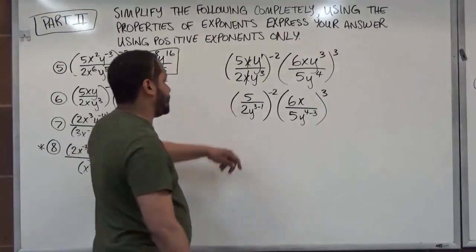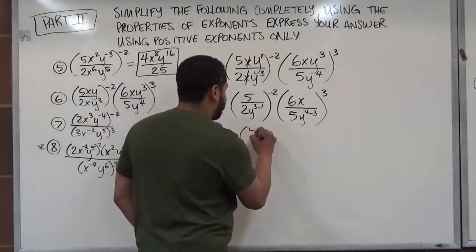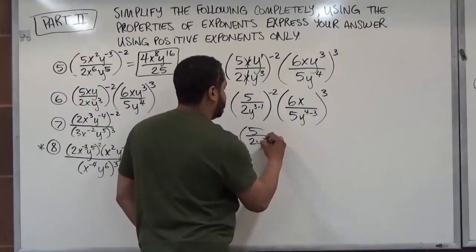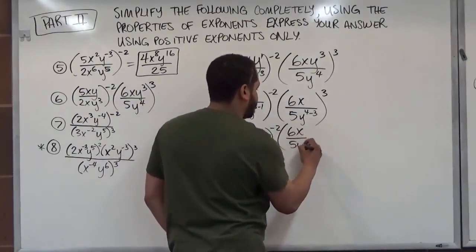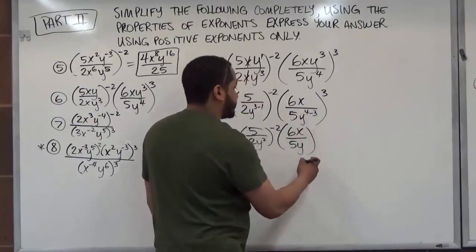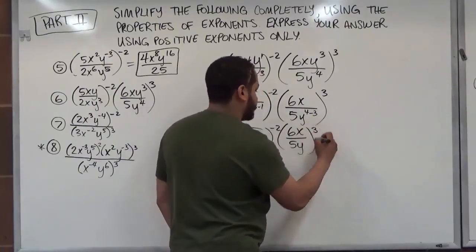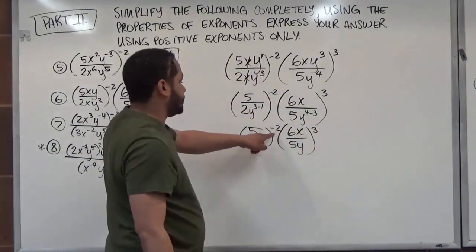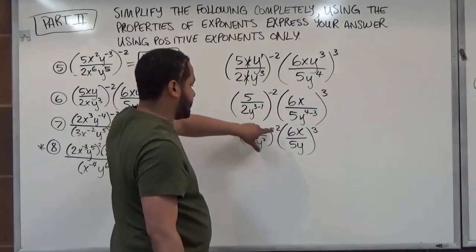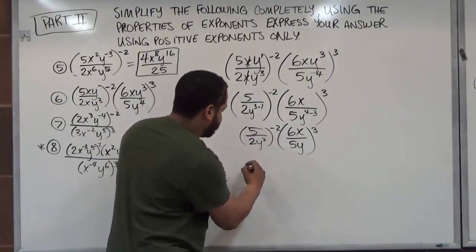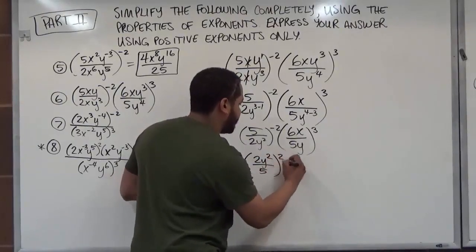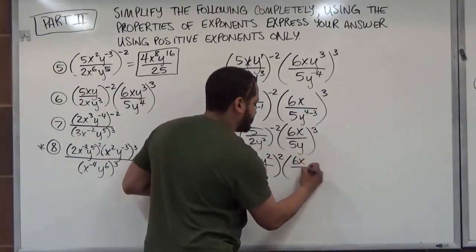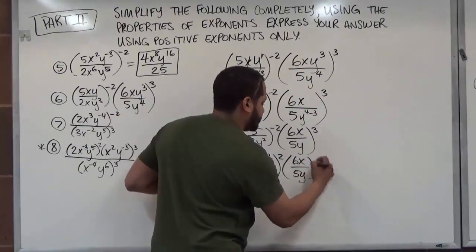So what's going to happen here in the result? Let's simplify what we have. We have 5 over 2y squared raised to the negative second, and here we have 6x over 5y. And that's just a singular y power, all right? So this is to the third. Now, this is going to reciprocate. So our first step in expanding this is going to be to reciprocate the insides. We get 2y squared over 5 to the second power. And here we have 6x over 5y. And this is to the third power.